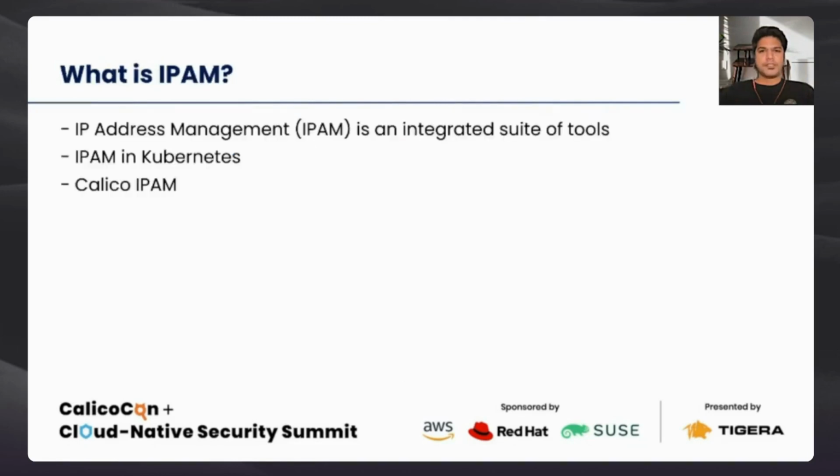IP address management, IPAM, is an integrated suite of tools to enable end-to-end planning. It also helps in deploying, managing and monitoring your IP addresses or IP address infrastructure. IPAM automatically discovers IP address infrastructure servers and domain name system DNS servers on your network and enables you to manage them from a central interface.